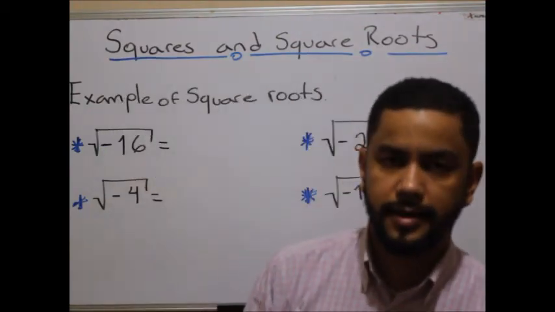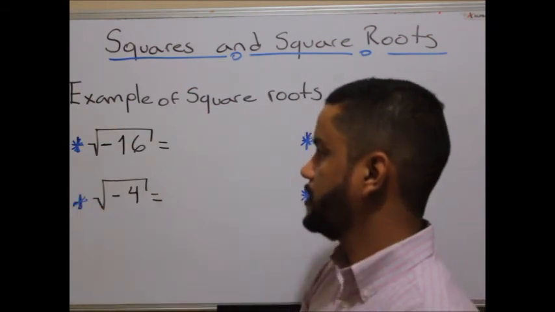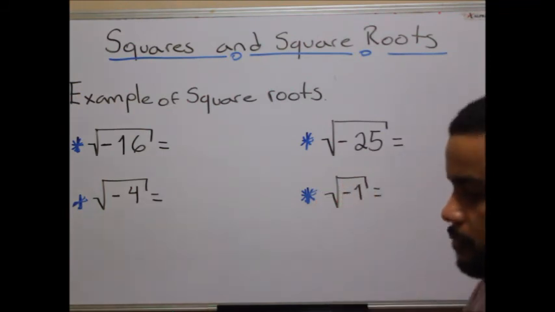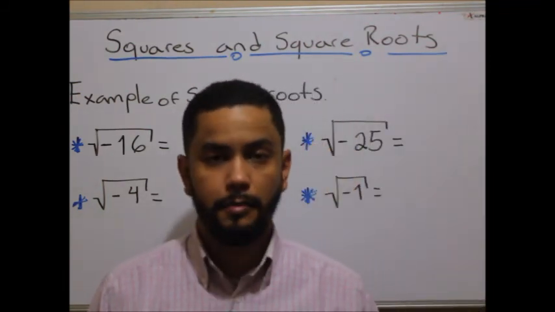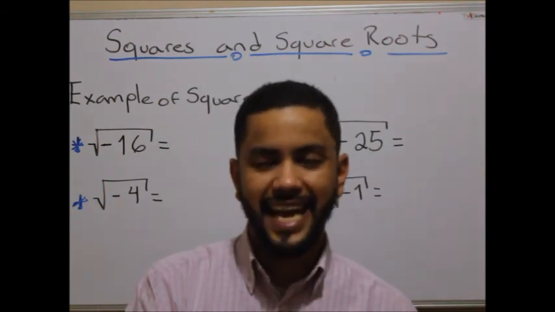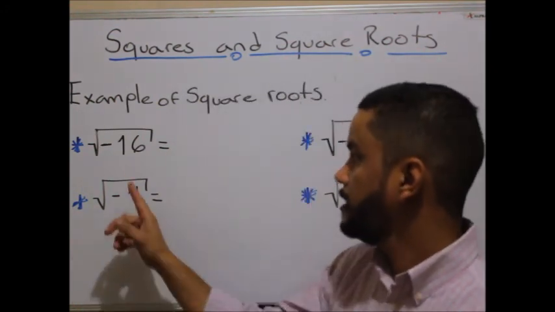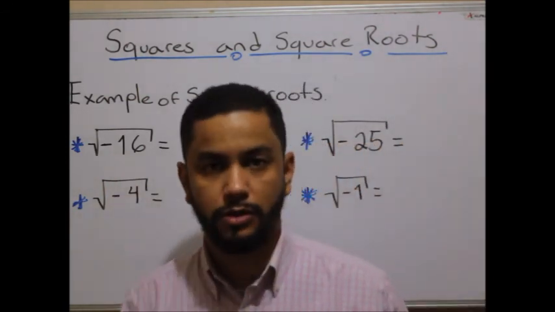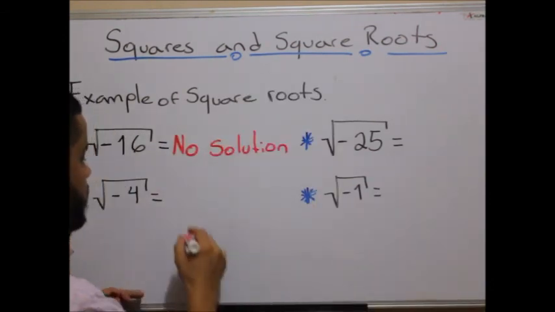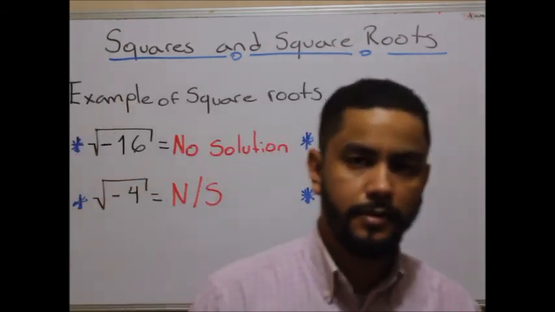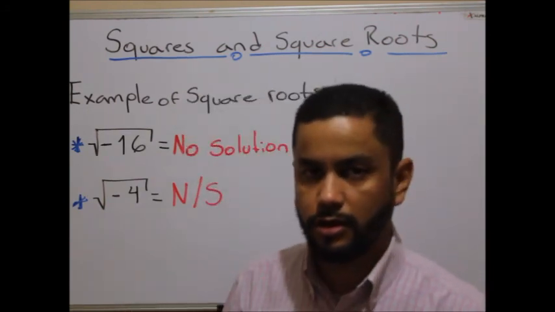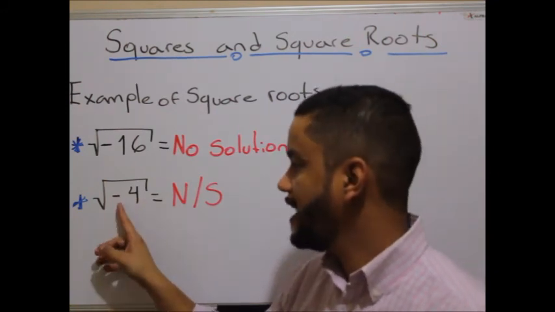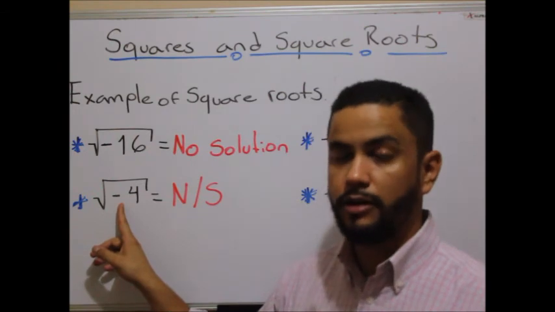Now let's see those examples. We're having there the square root of negative 16, the square root of negative 4, the square root of negative 25, and the square root of negative 1. When we're talking about the square root of a negative number, like in those cases that our negative is inside the square root, what will be our solution? No solution. Or we can say NS, and N slash S means no solution. But we're going to write that only in those cases that our negative is inside the square root.